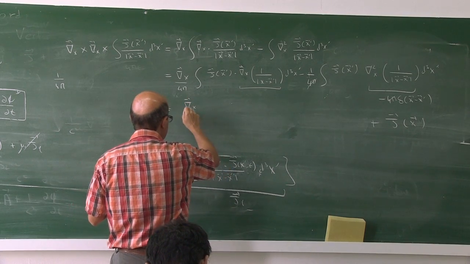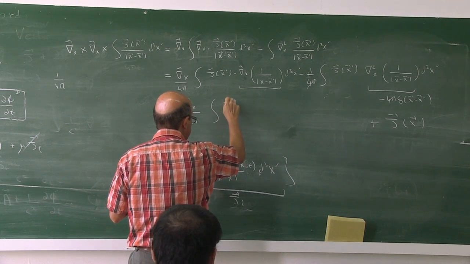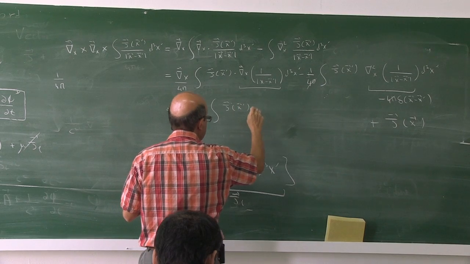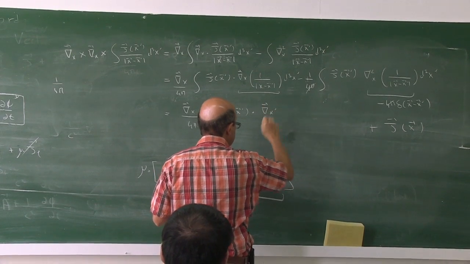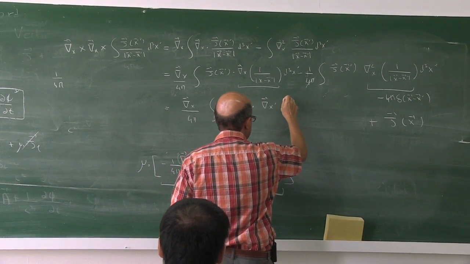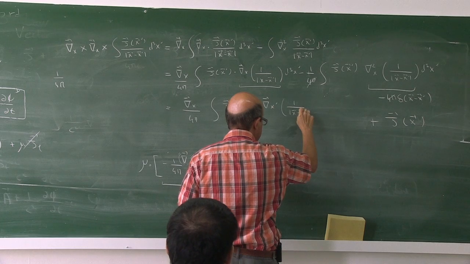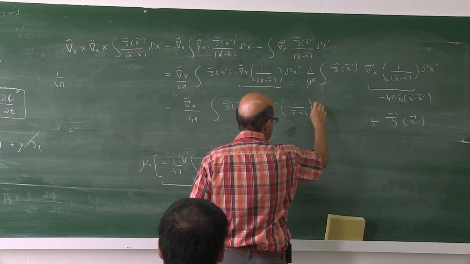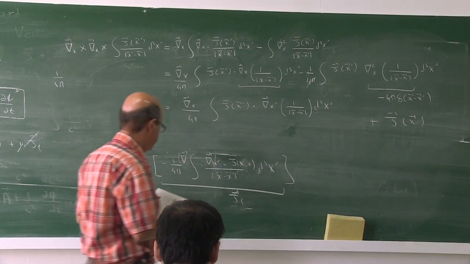Gradient of x over 4 pi, current density of x prime dot gradient of x prime, 1 over x minus x prime d cube x prime, and here you have the current density.